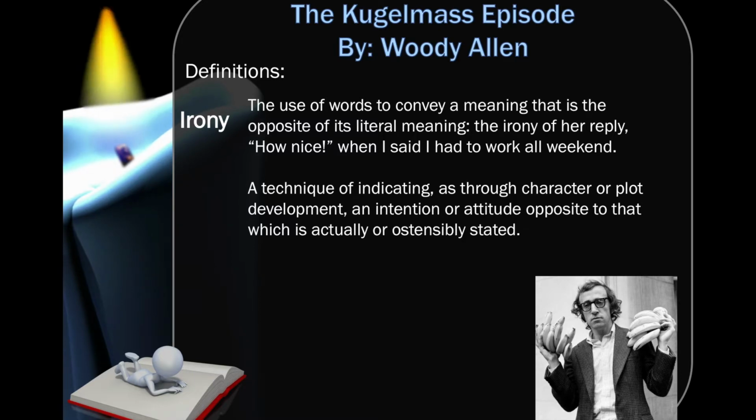So how would you like it if I gave you a 50-page paper and you could say something like, that would be amazing, you're the best professor ever. And we know that you really mean the opposite of it. But in a story, irony works on more than just that surface level. So how does the character or plot development seem to be the opposite of what's actually stated?